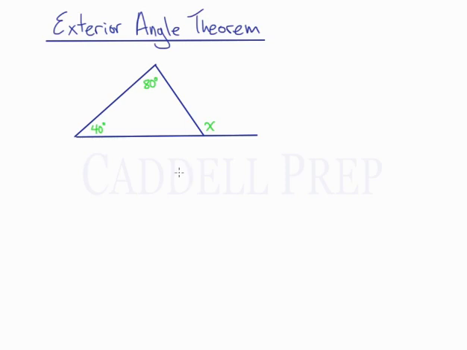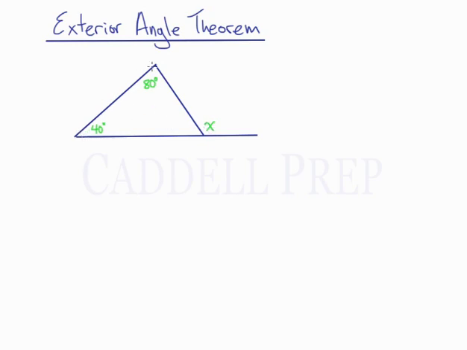Let's go over the exterior angle theorem for triangles. Alright, so we have a triangle here, and this side is extended through this vertex to create this exterior angle here. So let's find out what this measure of x is.